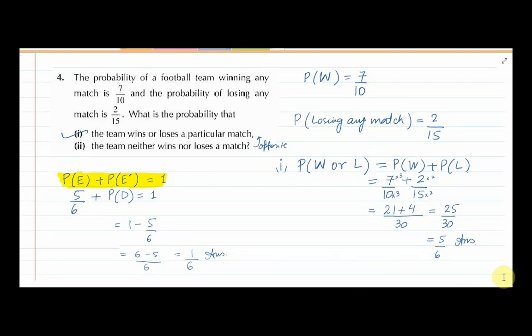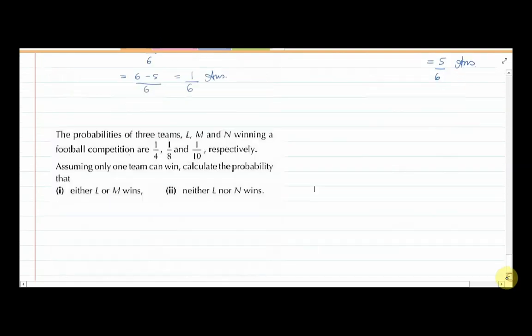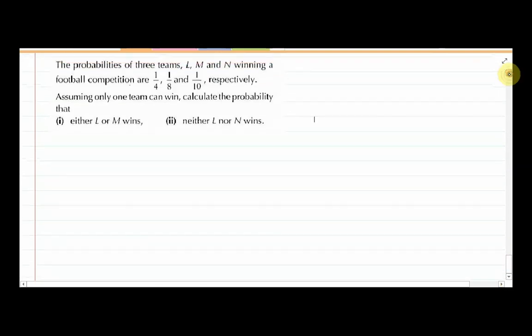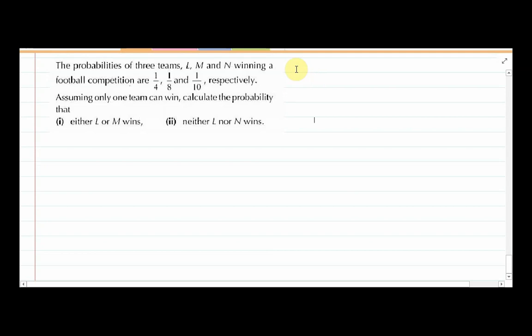It's an example question. The probability of 3 teams L, M and N winning a football competition are 1 upon 4, 1 upon 8 and 1 upon 10. So firstly I write the data. Probability of L is equal to 1 divided by 4. Probability of M is 1 divided by 8, and probability of N is 1 divided by 10, right? Assuming only one team can win, calculate the probability that either L or M wins.